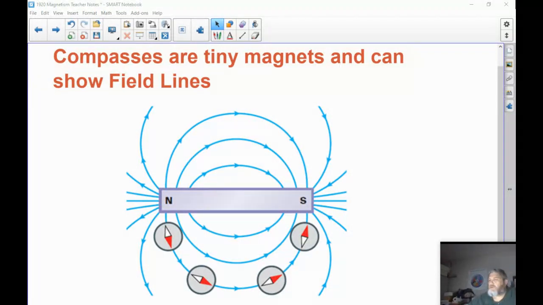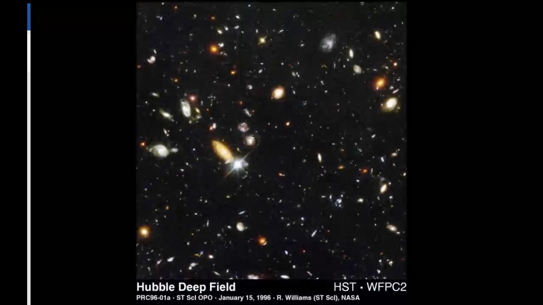The next topic we'll cover is the relationship between moving charges and the magnetic field.